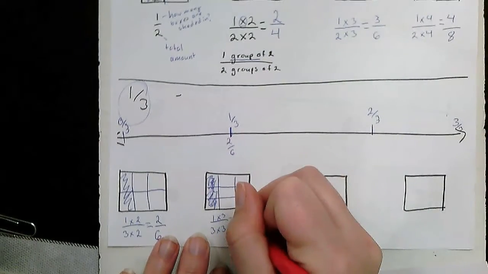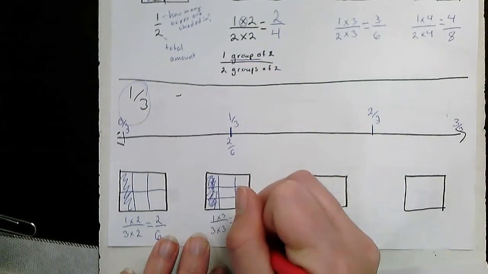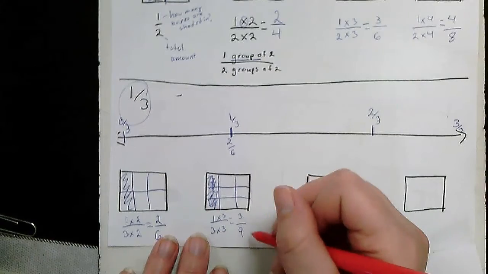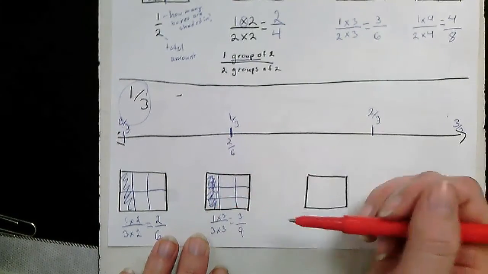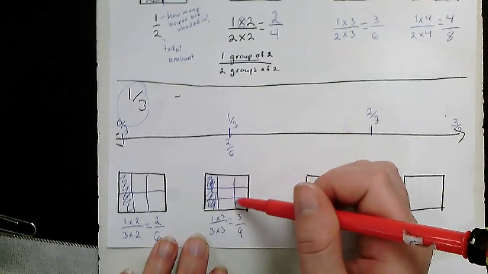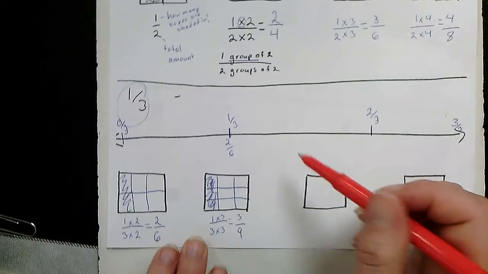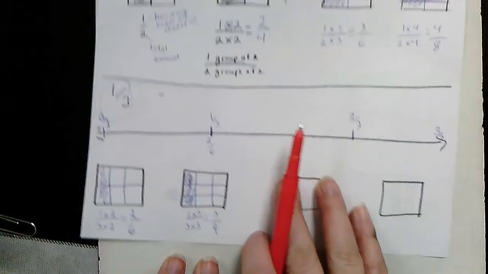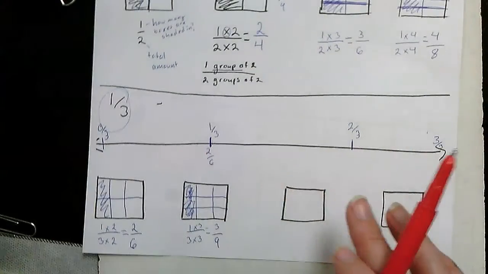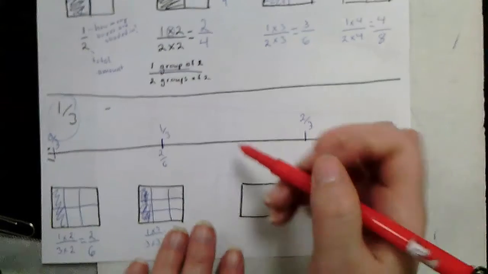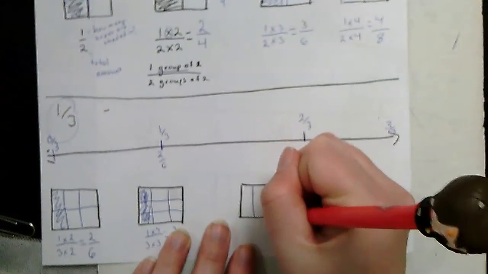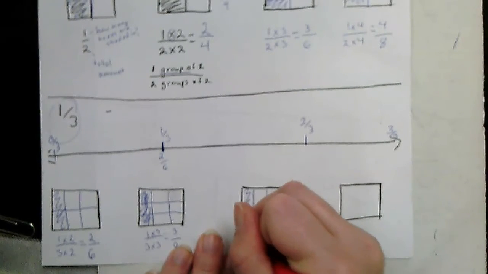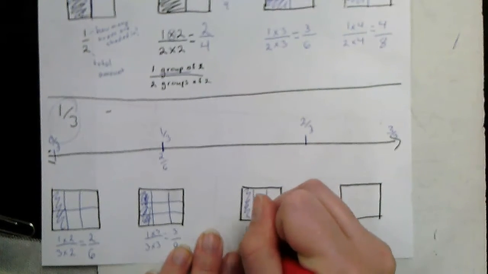So now I have 1 times 3, which is 3, and 3 times 3, which is 9. So this shows 3/9 because I have 3 parts shaded in out of 9 total parts for this square. Remember, 3/9, 2/6, and 1/3 are all the same thing. Now for our next 2 boxes, we're going to continue splitting up our thirds. So now we have, again, 1/3, but this time we're going to be splitting 1/3 into groups of 4.